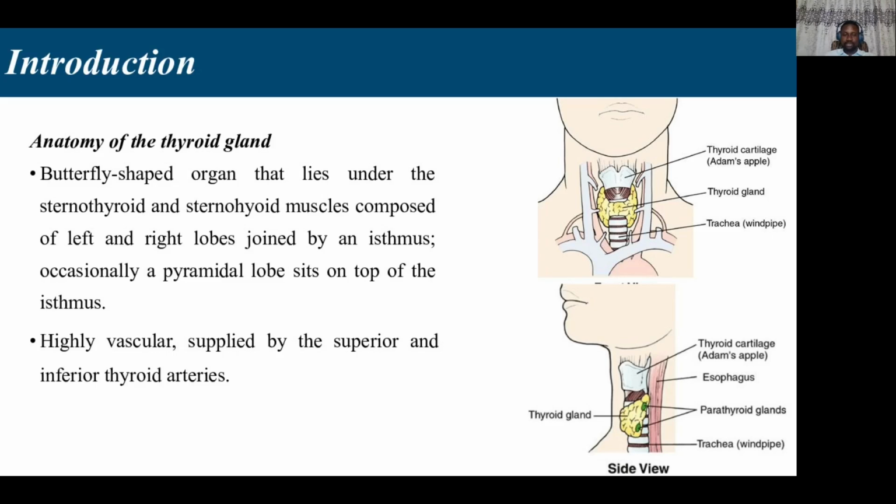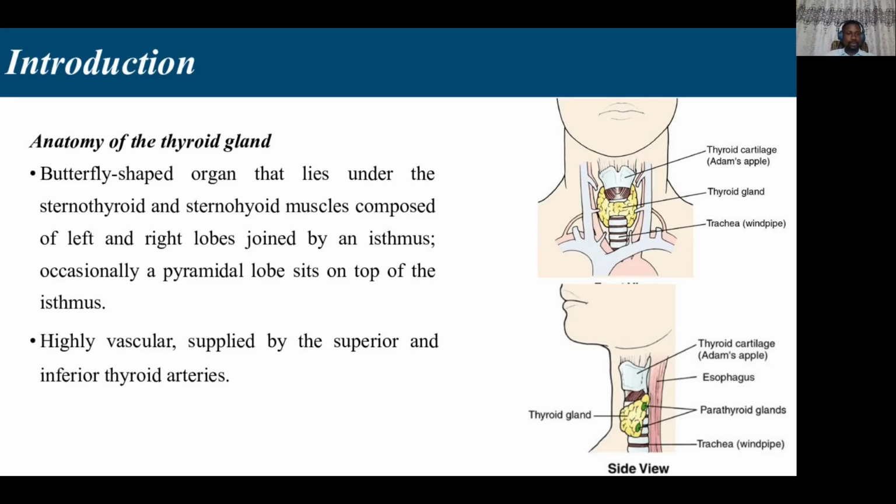Now, the venous drainage is by the superior, middle, and inferior thyroid veins, which drain into the internal jugular vein and the brachiocephalic veins. Briefly, the thyroid is innervated sympathetically by the superior, middle, and inferior cervical ganglia. Parasympathetic innervation comes from the vagus nerve.